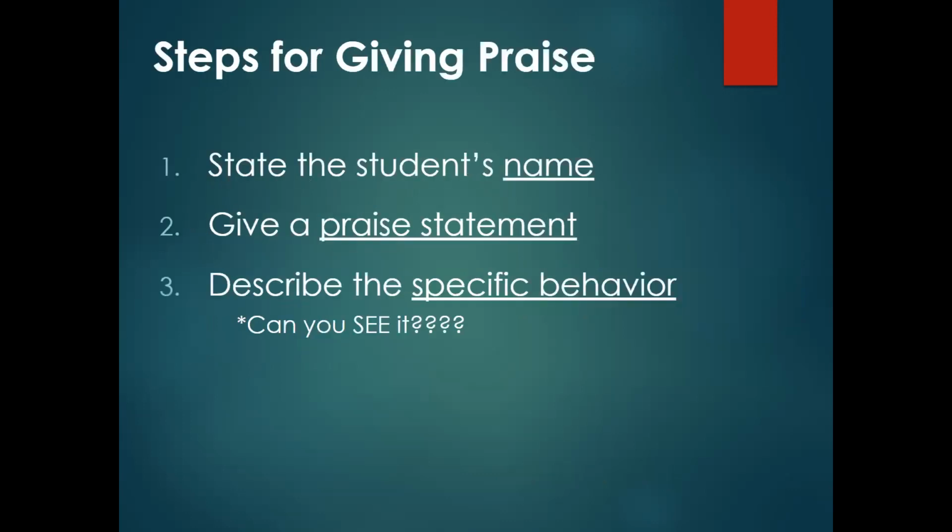When interacting with students, you are in a great position to deliver what we call specific praise. Let's review the 3 steps for delivering specific praise. 1, state the student's name. 2, give a praise statement. 3, describe the specific, observable, and measurable behavior. Remember from part 1, all behaviors should be observable and measurable. Think to yourself, can you see the behavior? Can you hear the behavior? Here's an example. "Bob, you did a great job walking in the hallway."